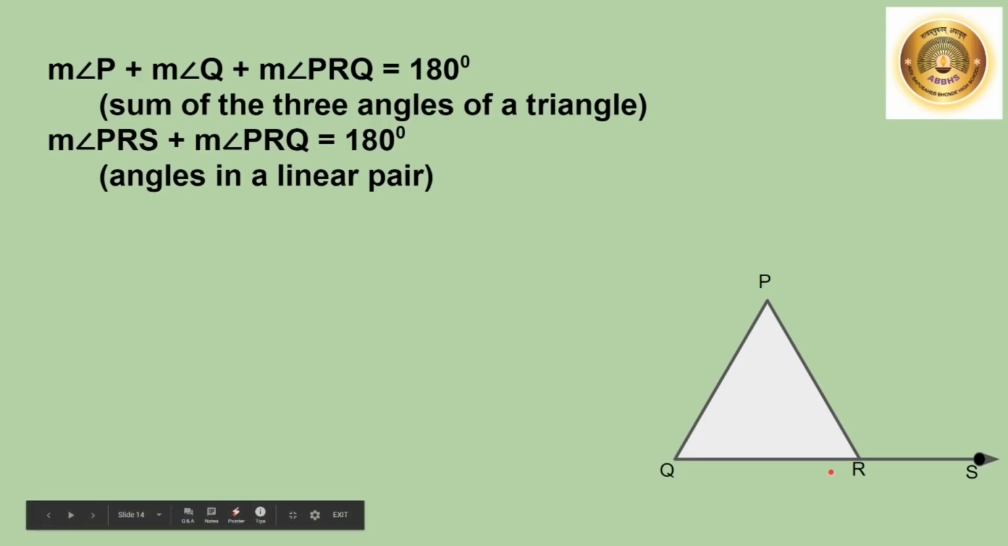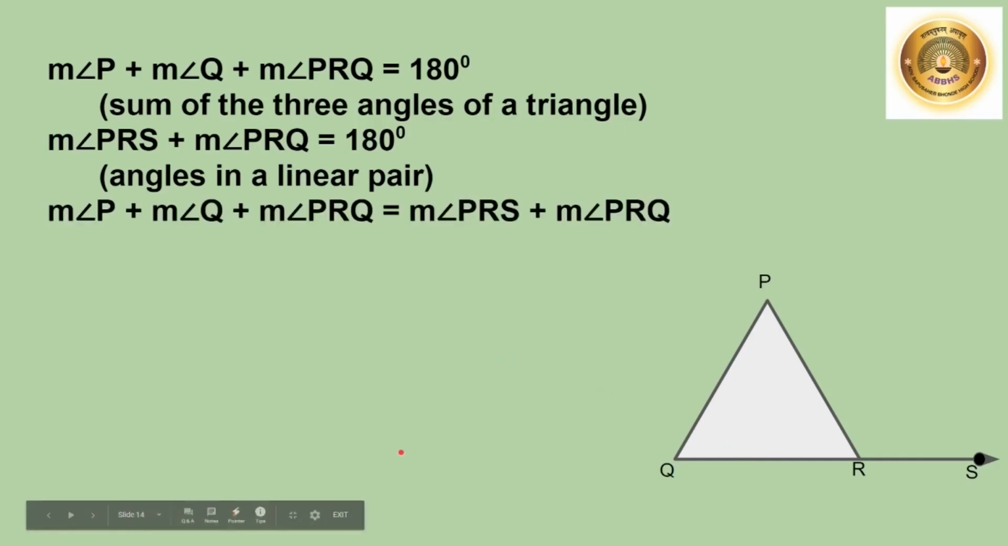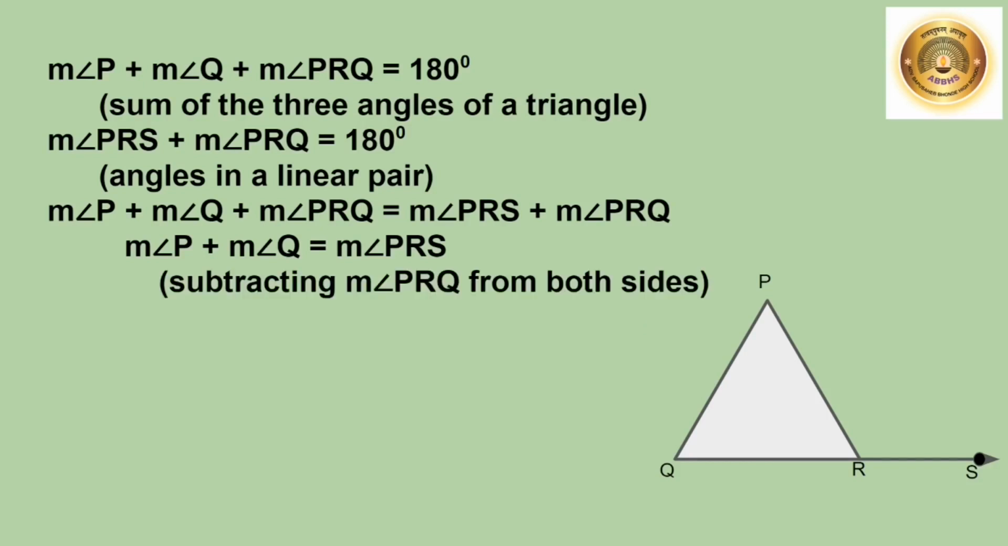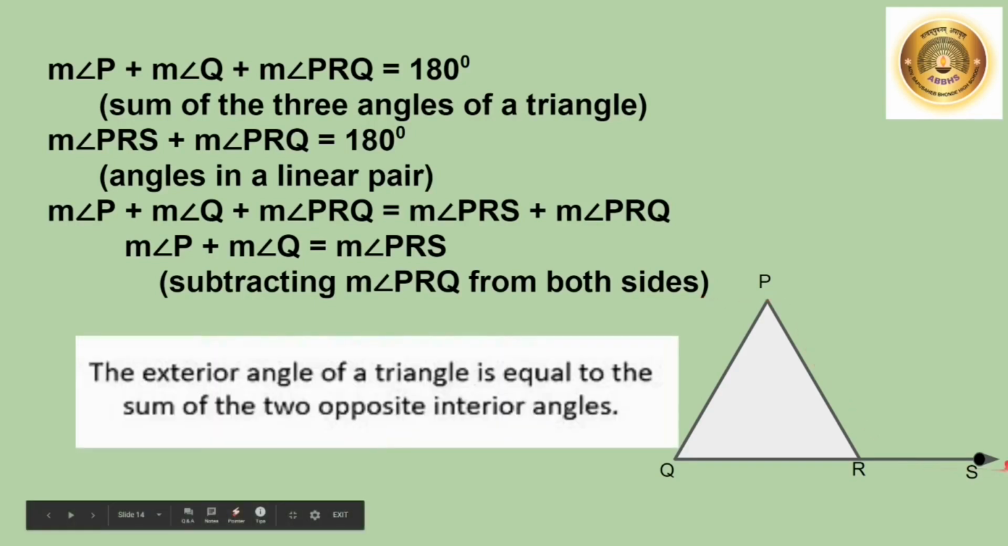Now if you see, the right hand side is the same, so we can write measure angle P plus measure angle Q plus measure angle PRQ is equal to measure angle PRS plus measure angle PRQ. So if you subtract PRQ from both the sides, we can write measure angle P plus measure angle Q is equal to measure angle PRS. That means the exterior angle of a triangle is equal to the sum of the two opposite interior angles.